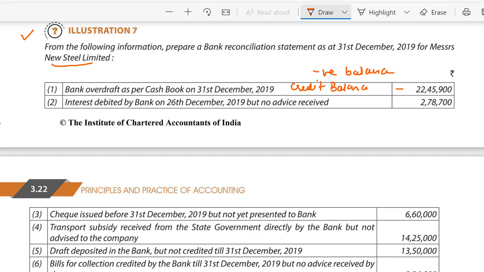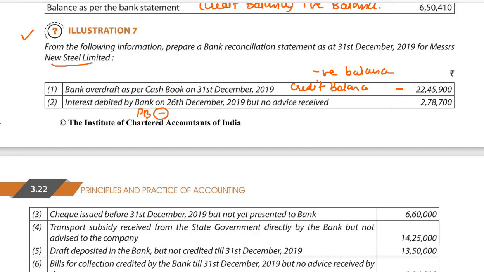Interest debited by bank but no advice received. So interest is debited by bank. That means in the bank passbook they had done minus. In the cash book, we also need to do minus now. Just see it over here.